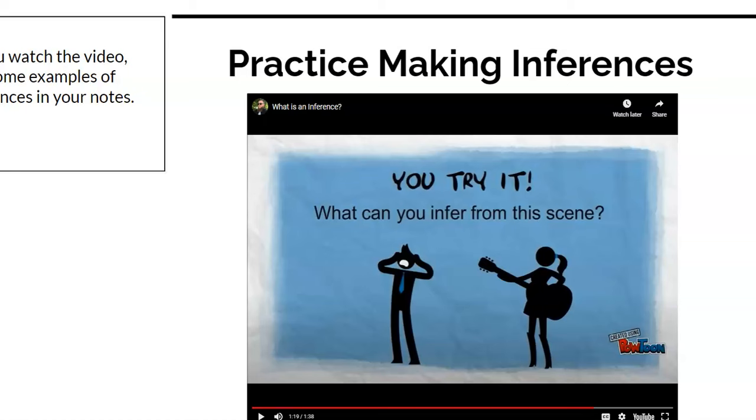And you can see the guy holding his head. Okay, we know that when someone's holding their head like that, they might be frustrated, maybe he's covering his ears. So again, you can use prior knowledge and then the evidence of the picture to try to make an inference of what you think is happening. You're trying to piece together what you think is going on.